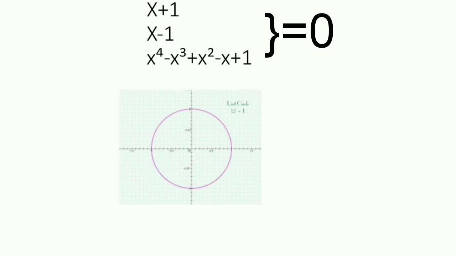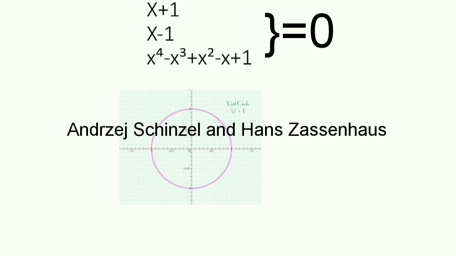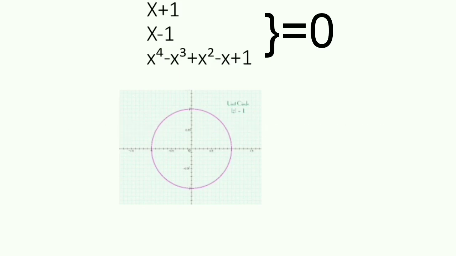Now, in the year 1965, the mathematicians Andrzej Schinzel and Hans Zassenhaus predicted that the geometry of the roots of cyclotomic and non-cyclotomic polynomials vary in a very specific way. Try to plot the roots of any non-cyclotomic equation. You will see that some roots may fall inside and some roots may fall outside the unit circle.